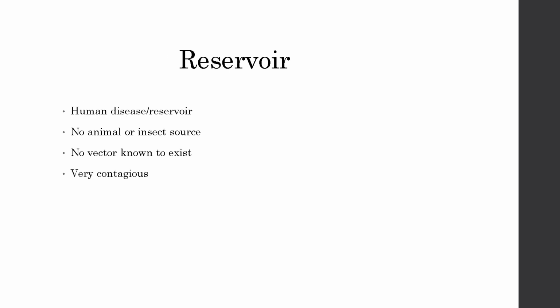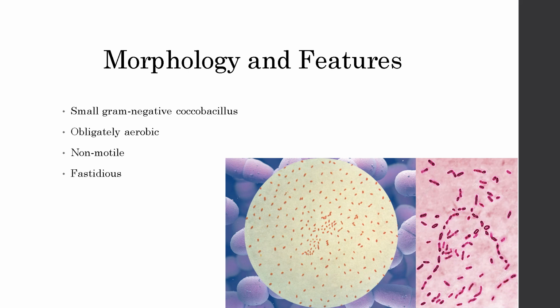Reservoir: it is a human disease, with no animal or insect source and no known vector, and Bordetella pertussis is very contagious. Morphology and features of pertussis: it is a small gram-negative coccobacillus. It is obligately aerobic, non-motile, and fastidious.